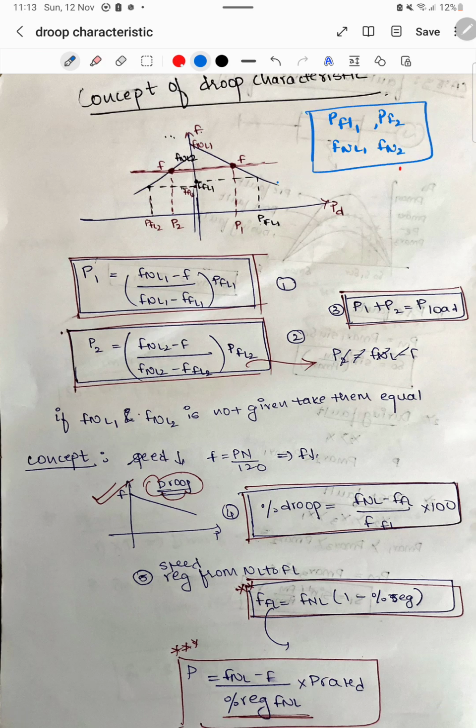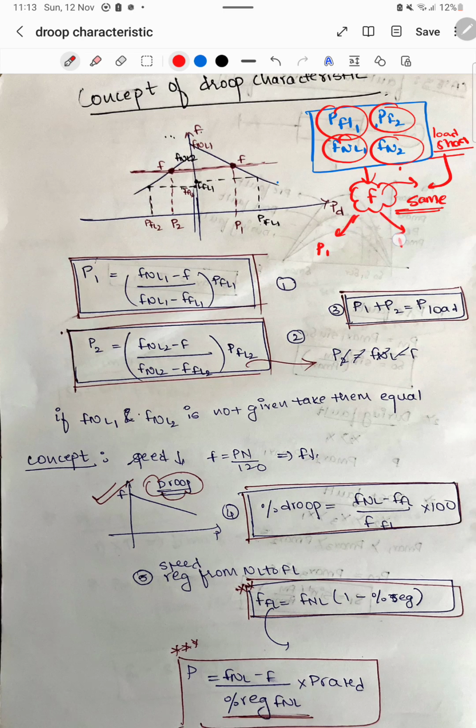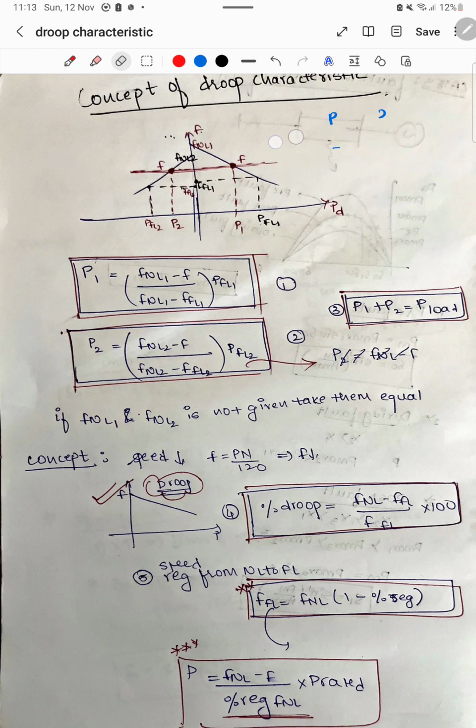But when there is a condition of load sharing, all the rest will be different, but the frequency at which they'll be operating will be the same. When they're acting in parallel and load is shared, F is going to be the same at which they are operating, and respectively you will get some P1 and P2, the load shared by P1 and P2. Fine. So we'll see how we calculate it quickly.